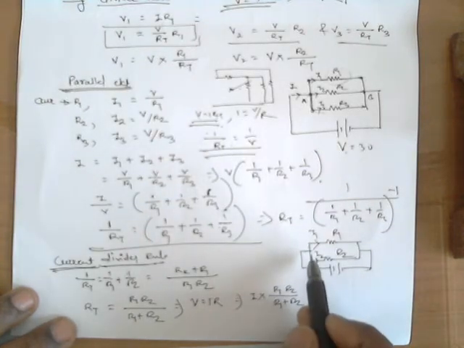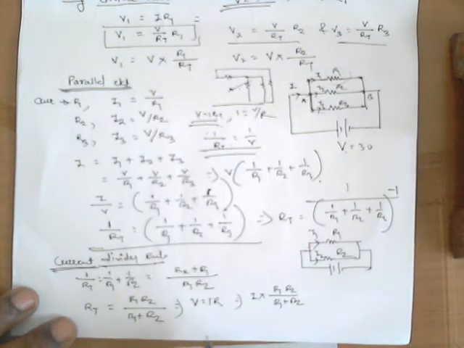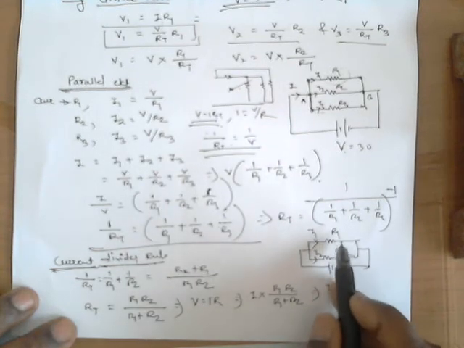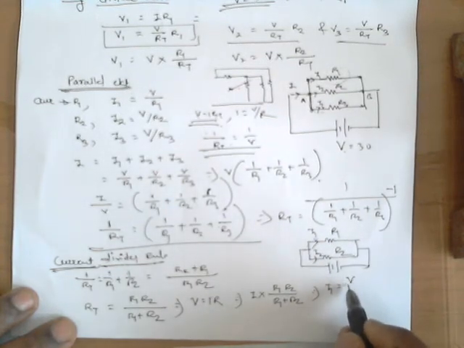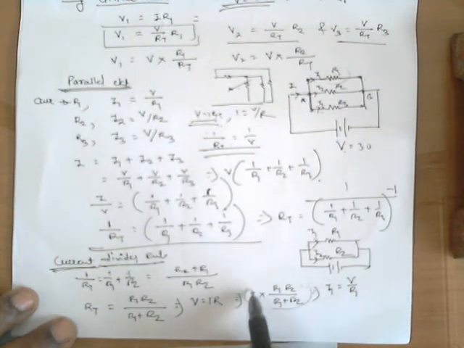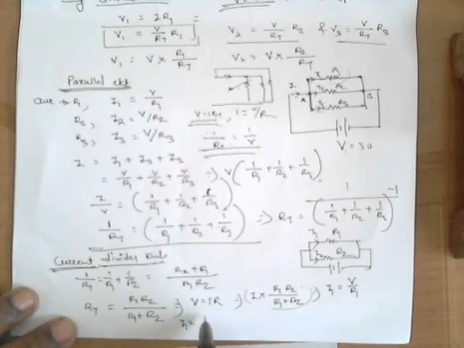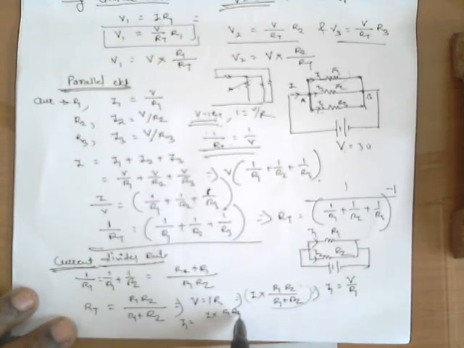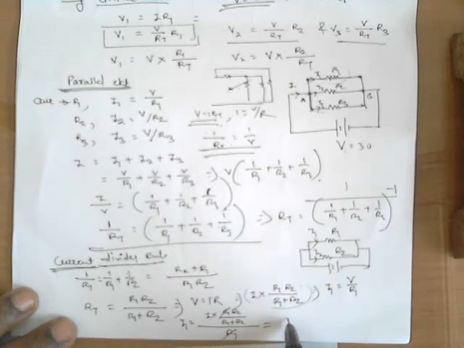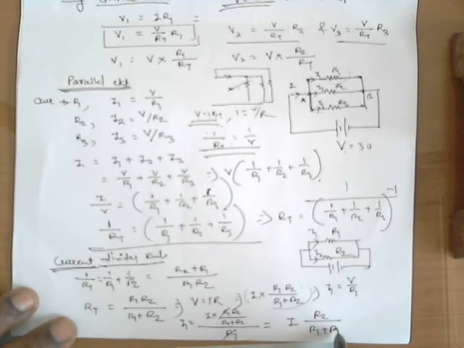Now, what is the current? We are dealing with the current divider rule. What is current I1? I1 equal to, current here is voltage by resistance, so V by R1. Am I right? What is V? We just derived this. So I can write I1 equal to I into R1 R2 by R1 plus R2, divided by R1. So R1 will get cancelled and I1 will become I into R2 upon R1 plus R2.